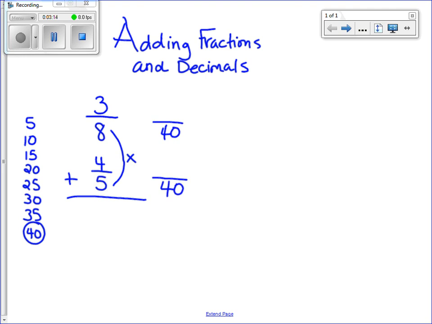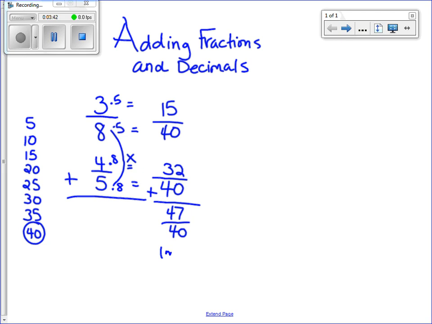So I look at 8, and how do I get to 40? Well, I know 8 times 5 is 40. And whatever I do to the bottom, I do to the top. So 3 times 5 is 15. Then I go to the bottom, 5 to 40. I know 5 times 8 is 40. And whatever I do to the bottom, I do to the top. 4 times 8 is 32. And then we're going to add them up. Add your numerator, denominator stays the same.